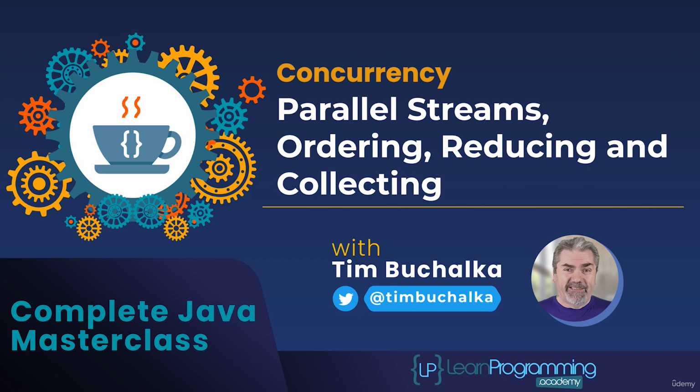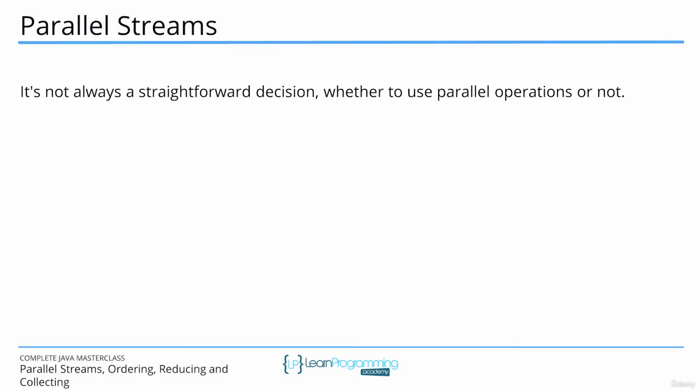In the last video, I gave you a very simple demonstration of using a parallel stream using an intermediate operation. But even with that simple example, we learned that it's not always a straightforward decision whether to use parallel operations or not. Nothing is free in life generally, and that's true of software too. So even though it's easy and seems like it would be a good idea to always use parallel streams when you can, there are some very good reasons not to do so. In this video, I'll continue to show you some of these considerations.